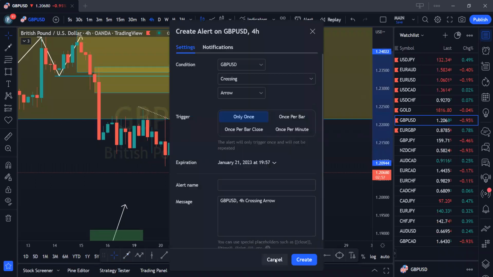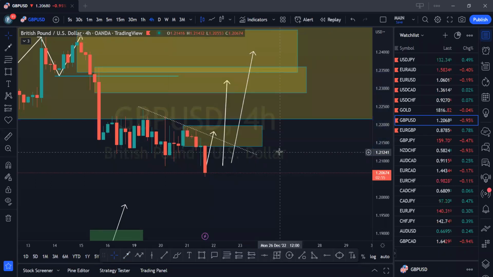All right. So that's what we have on GBP USD. So we can see entry. This is the first point of entry. This zone, you might see entry, or this zone, or this zone. So 3 possible entries that we have on GBP USD.